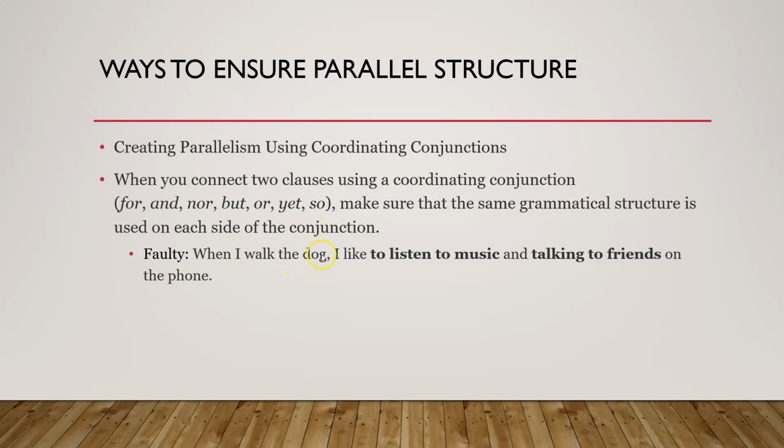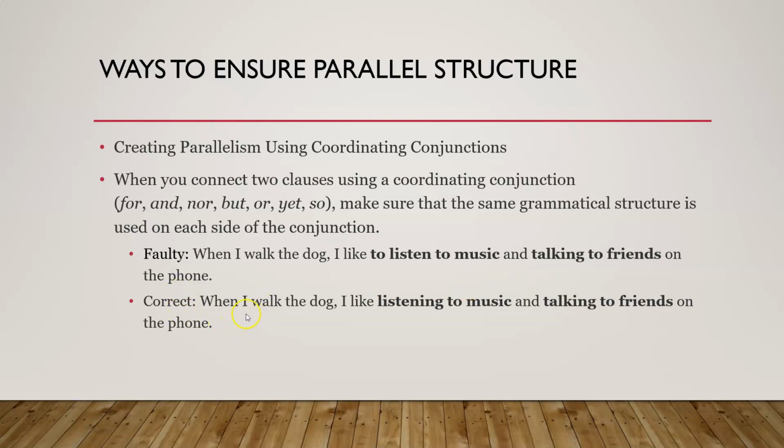When I walk the dog, I like to listen to music and talking to friends on the phone. So notice here we have to listen to music. There's another one of those infinitive phrases. But over here we have talking to friends. So that's not parallel structure. And when you read it aloud, you can probably hear the inconsistencies. So here's a correct version. When I walk the dog, I like listening to music and talking to friends on the phone. Right? So we changed the infinitive to listen to listening, and we have listening to music, and we kept the talking to friends. So now it's parallel.